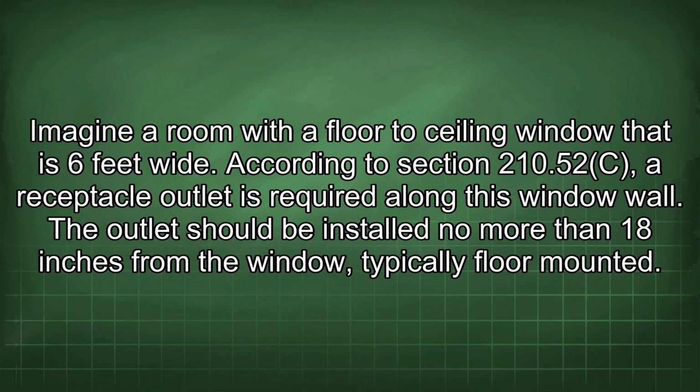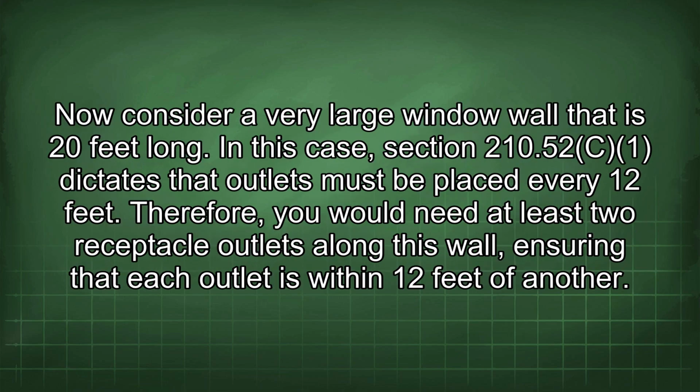Imagine a room with a floor-to-ceiling window that is 6 feet wide. According to Section 210.52(C), a receptacle outlet is required along this window wall. The outlet should be installed no more than 18 inches from the window, typically floor-mounted. Now consider a very large window wall that is 20 feet long. In this case, Section 210.52 dictates that outlets must be placed every 12 feet. Therefore, you would need at least 2 receptacle outlets along this wall, ensuring that each outlet is within 12 feet of another.